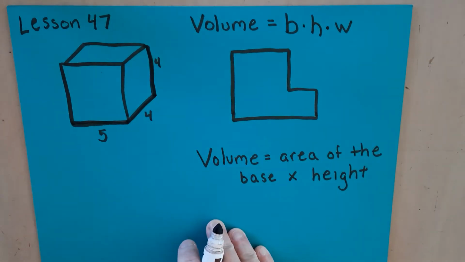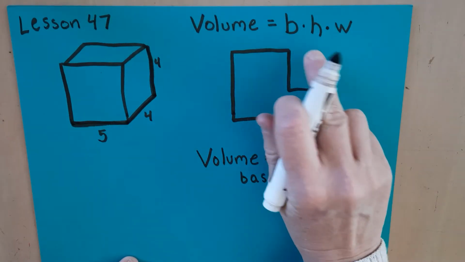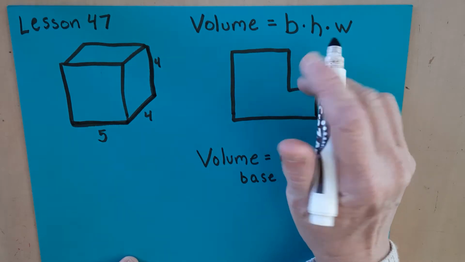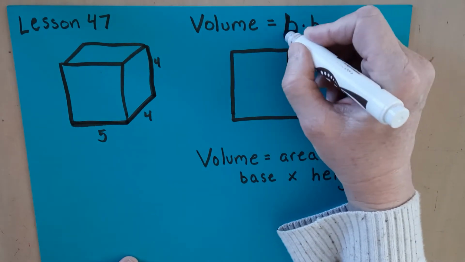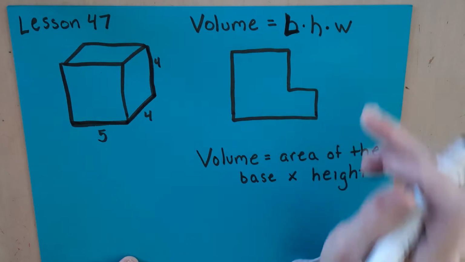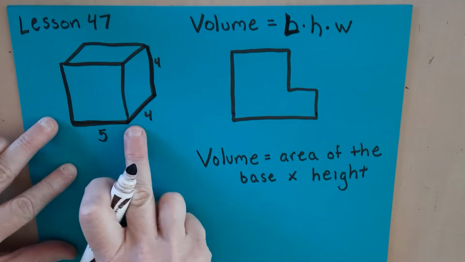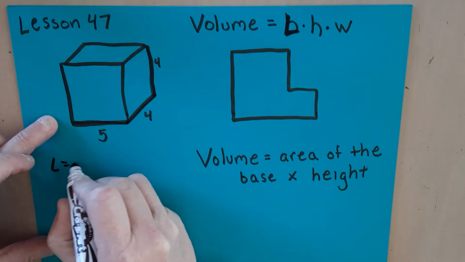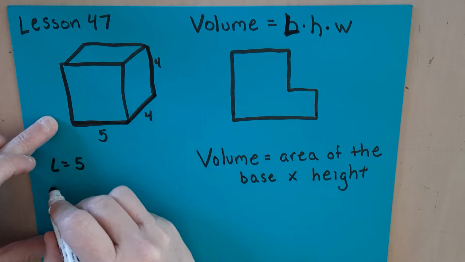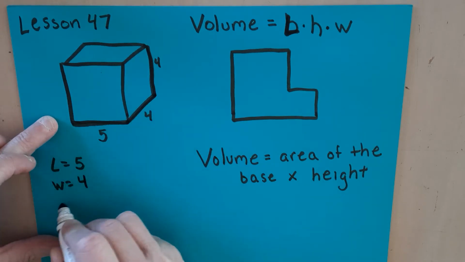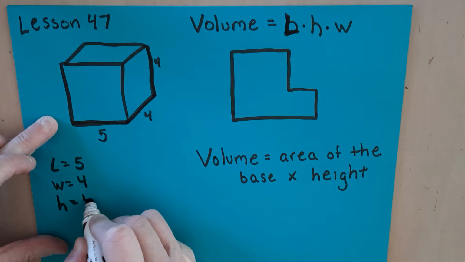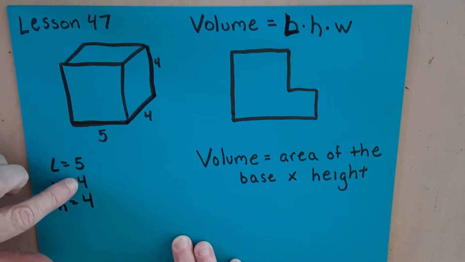And so the way you find the volume is you multiply the length times the height times the width. So in this cube, the length equals 5, and the width equals 4, and the height also equals 4. So we just multiply 5 times 4 times 4.